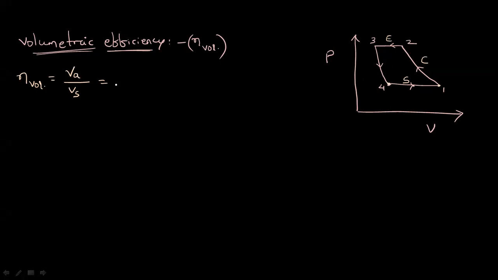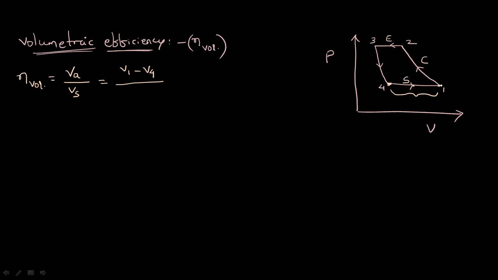So during the suction stroke from 4 to 1, whatever volume entered the cylinder is called the actual volume. So in place of actual volume, can I write V1 minus V4? Because this part is the actual volume. What happens in the suction stroke? The inlet valve opens and air enters. So how much volume is entering? From point 4 to point 1. I subtract V1 minus V4.